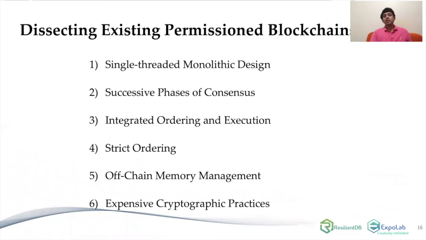What did we learn in ResilientDB? The whole idea behind ResilientDB was that we first tried to dissect existing permissioned blockchain systems, and we found inherent limitations in their design. We found most of these existing systems are either single-threaded and have a monolithic design. They require successive phases of consensus to be run sequentially. They do not separate ordering and execution. They have no discussion on off-chain, on-chain memory management, and employ expensive cryptographic practices. ResilientDB allows users to test and choose whichever practices suit their system.